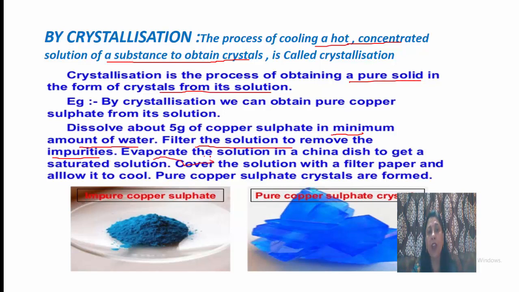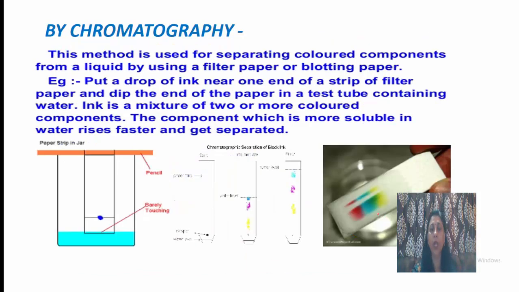Then we will heat the solution and we will evaporate the solution in a china dish to get a saturated solution. अब saturated solution बना है नहीं बना उसको पता करने के लिए we'll take a glass rod, we'll dip into the beaker of that जो solution हम heat कर रहे हैं उसमें, and we will take it out and cool it. We will see the small crystals on the glass rod. That means the solution has become saturated. Now we'll cover the solution with a filter paper. Okay, the filter paper we will cover it and allow it to cool. Pure copper sulfate crystals are formed. You can see this is impure copper sulfate, and these are the crystals which are pure, means they are not containing any impurity.